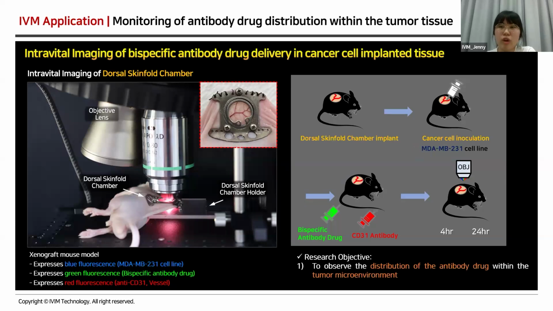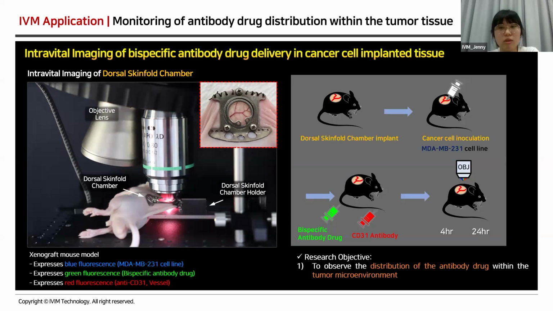However, it is difficult to accurately understand how these bispecific antibodies distribute and act within the tumor microenvironment without real-time in vivo observation. Therefore, directly visualizing the distribution and penetration of drugs within the tumor tissue in vivo plays a key role in elucidating the mechanism of action and evaluating therapeutic efficiency.